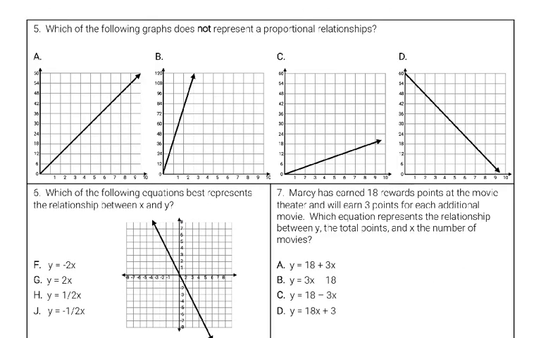Question number 5 says, which of the following graphs does not represent a proportional relationship? Try number 5 on your own, and I'll be back with you. The answer to this question would be D, because we know that a proportional relationship means it starts at 0 and goes in a straight line, but D does not start at 0, it starts at 60.